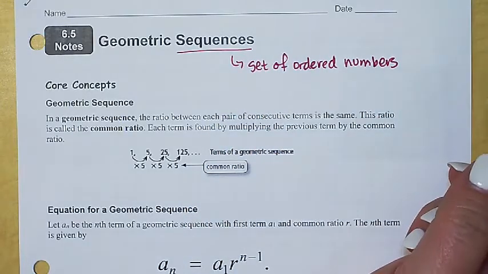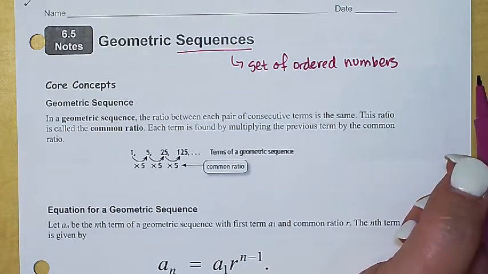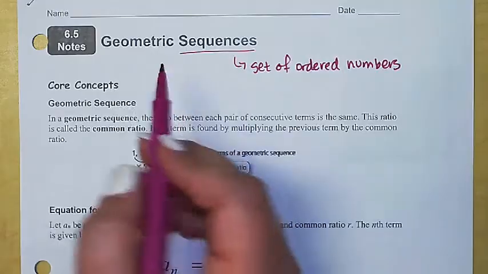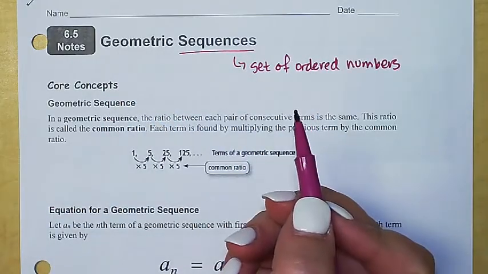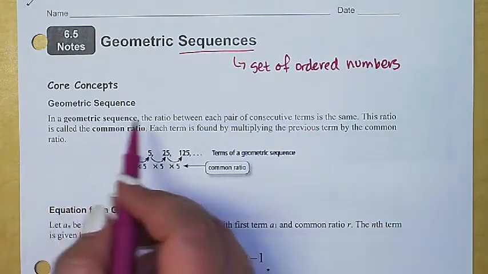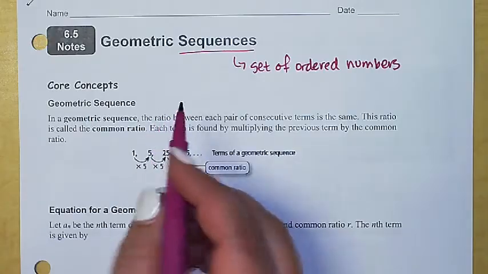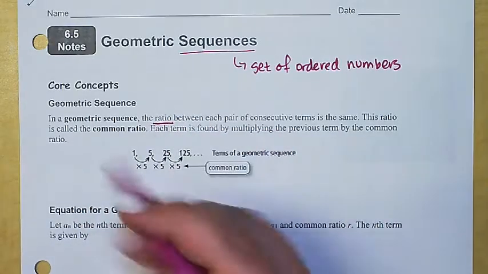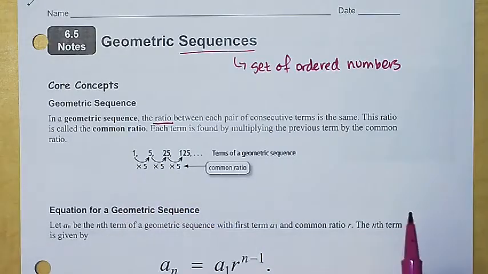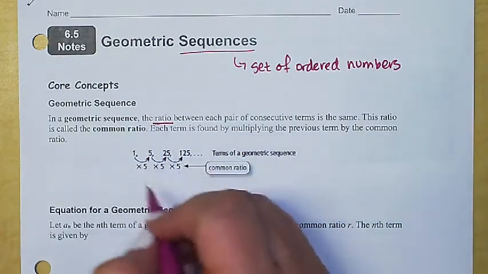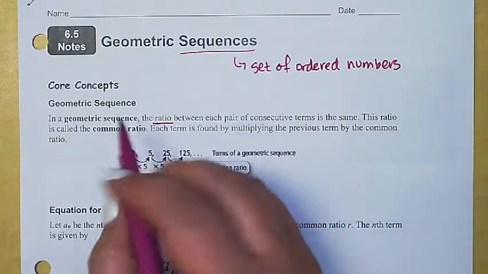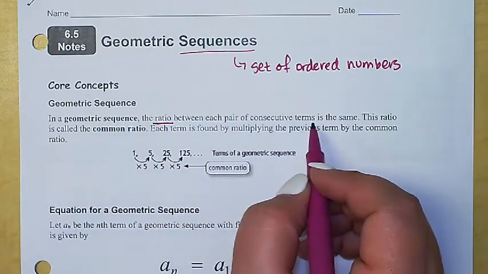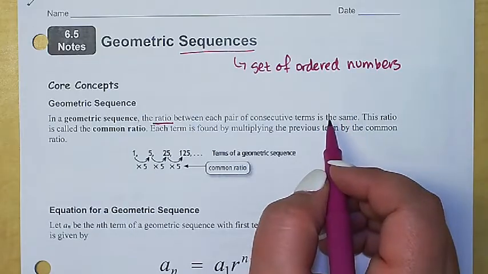We talked about arithmetic sequences already, and arithmetic means we are constantly adding or subtracting the same quantity. And now we're going to focus on geometric sequences. In a geometric sequence, it's the ratio that's constant, meaning that we're going to be either multiplying or dividing by the same quantity every time. We look at it in terms of multiplication. So in a geometric sequence, the ratio between each pair of consecutive terms is always the same.